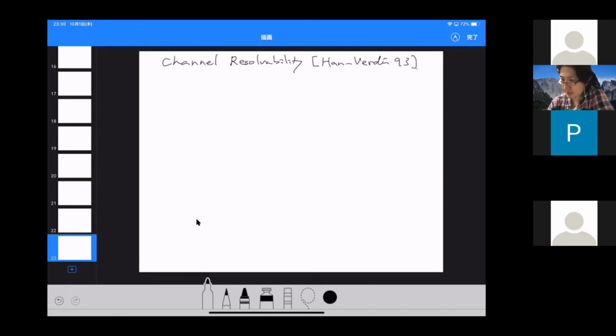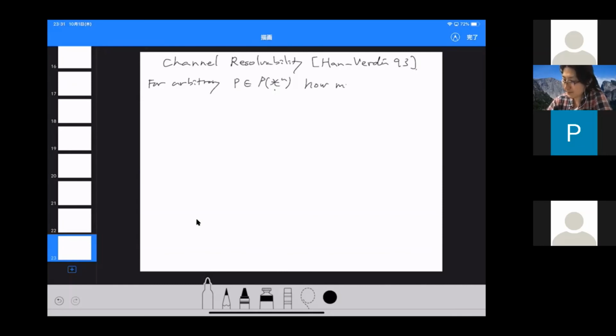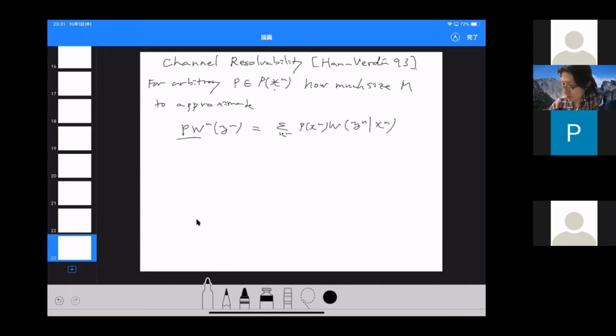So the problem of channel resolvability is the following. For an arbitrary distribution P on the input alphabet, how large a size M is needed to approximate P of W, the output distribution of the channel for this input distribution? So we want to approximate the output distribution corresponding to the input distribution by an M-type distribution P tilde.